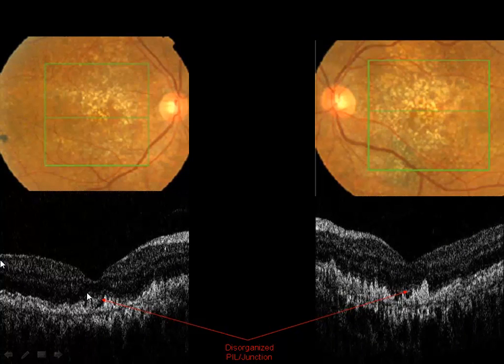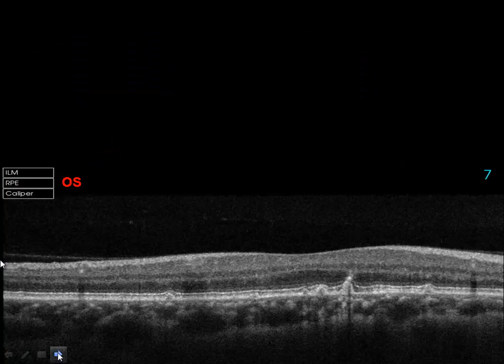You still see there's still some PIL left, but clearly it's not as if the PIL is just being pushed forward, which I'm going to show you in just a couple of moments. So that was infiltrative drusen.